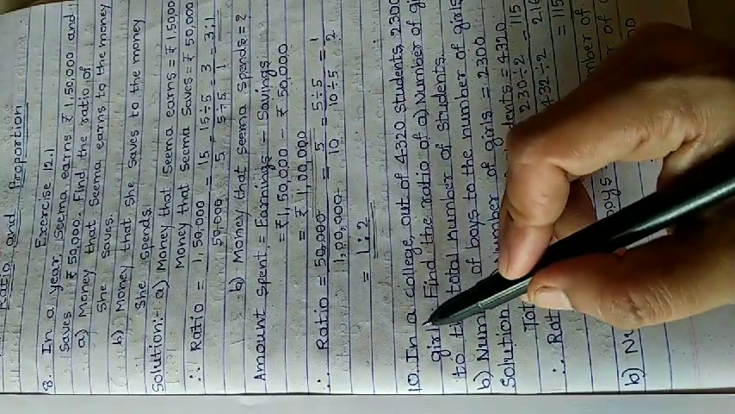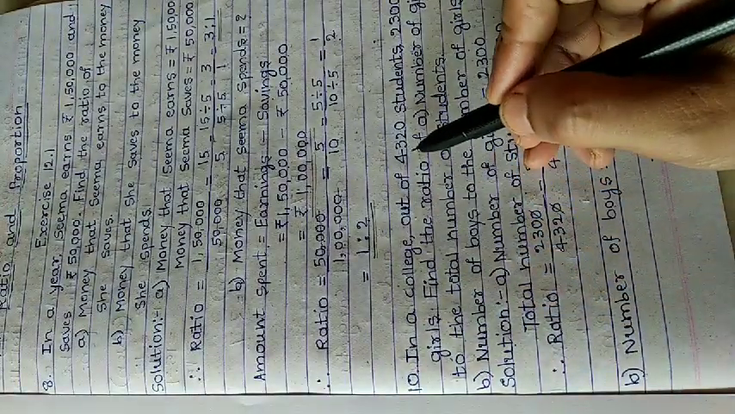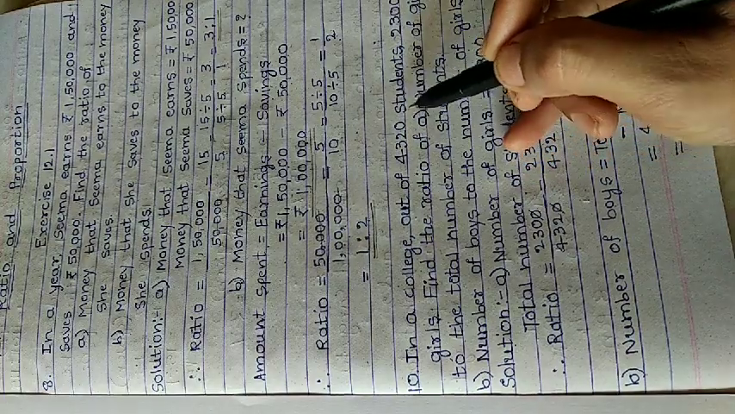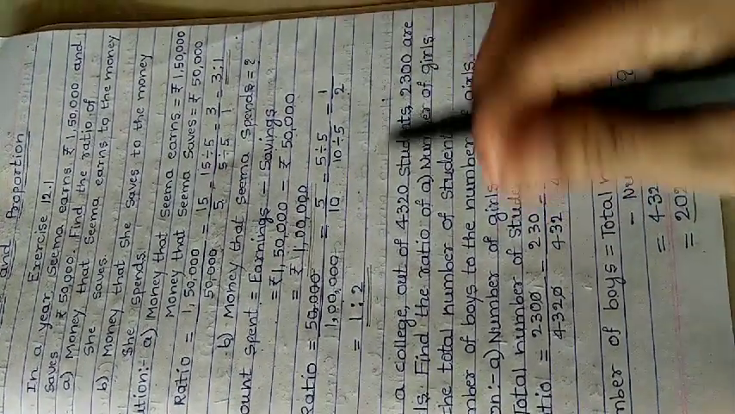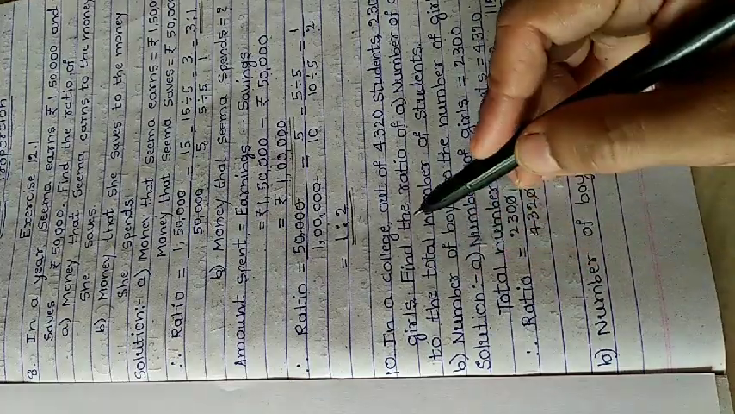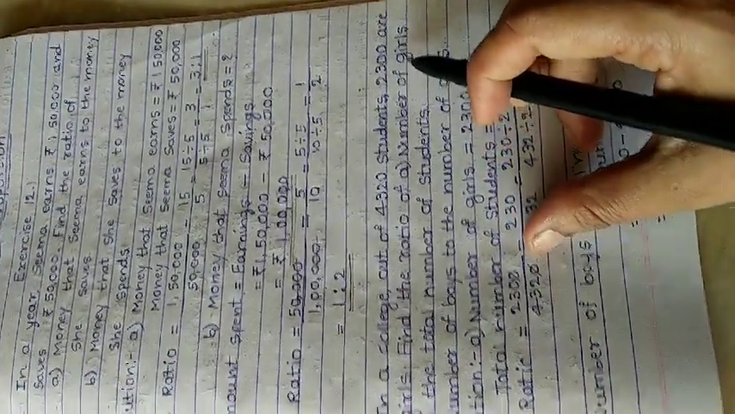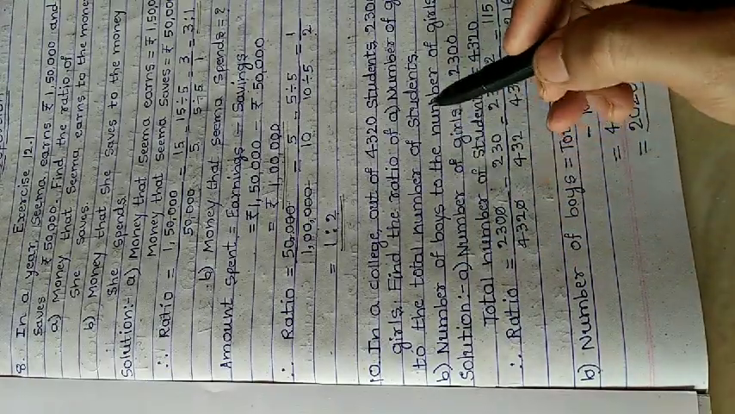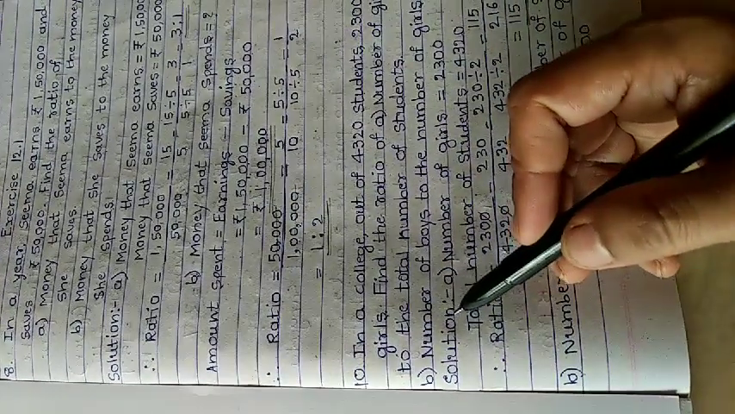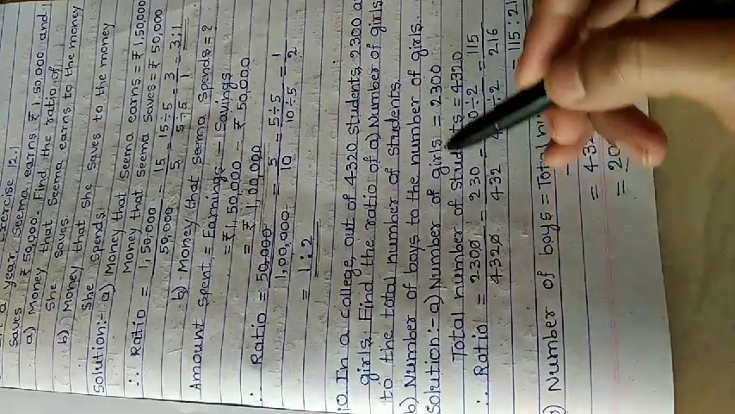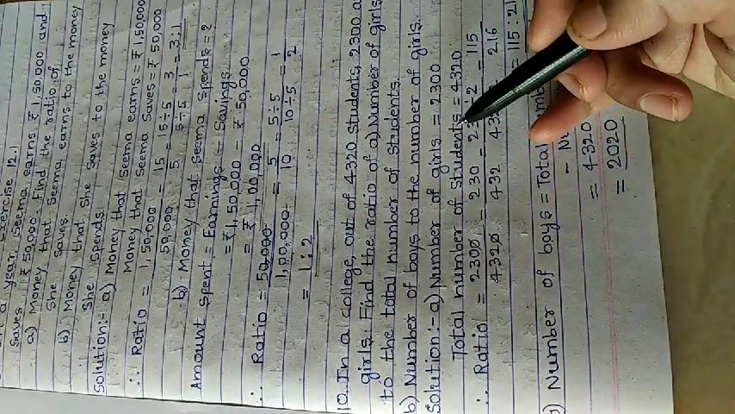Question number 10. In a college, out of 4,320 students, 2,300 are girls. Find the ratio of, question number A, number of girls to the total number of students. Question number B, number of boys to the number of girls.